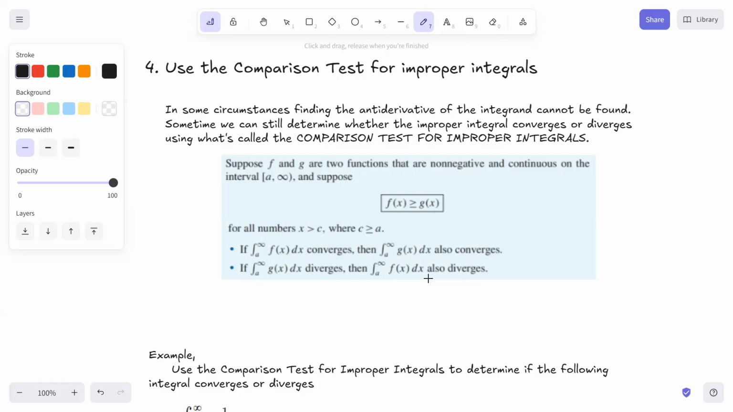In this one, it's important that when you do the comparison test, the function that you pick to compare to either has to be the greater than one or the less than one, depending on if it converges or diverges. If the bigger function converges when it's integrated, then the smaller function, g of x, would converge also. If you're looking to show that a function diverges, then you have to show that g of x diverges, which is the smaller function. And if f of x is greater than that, it also has to diverge.